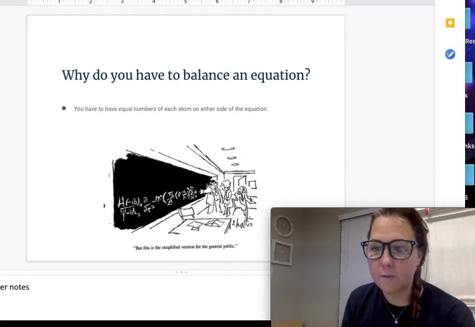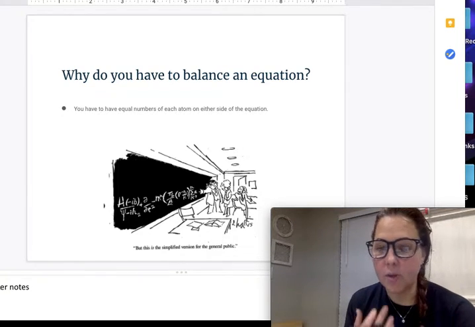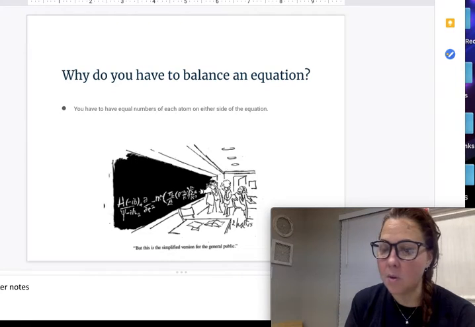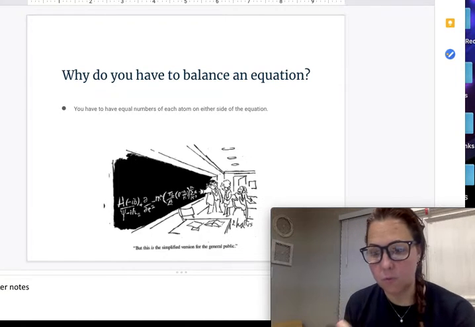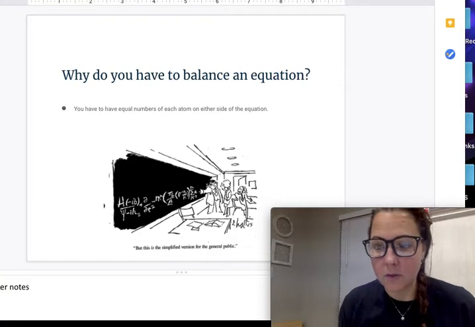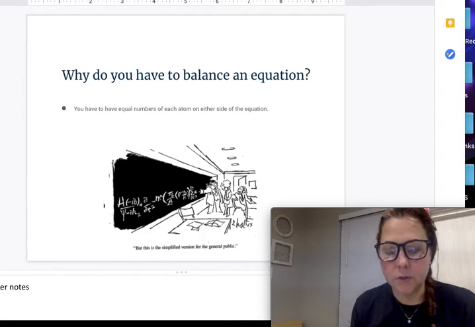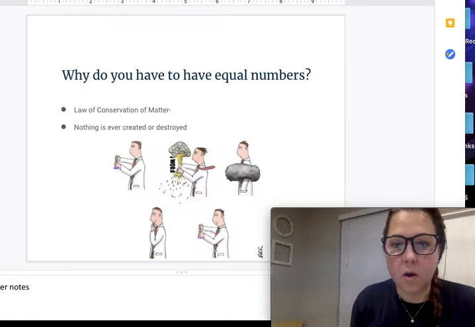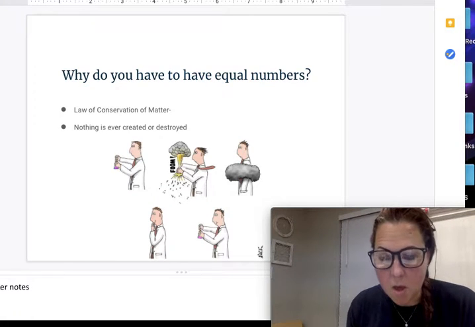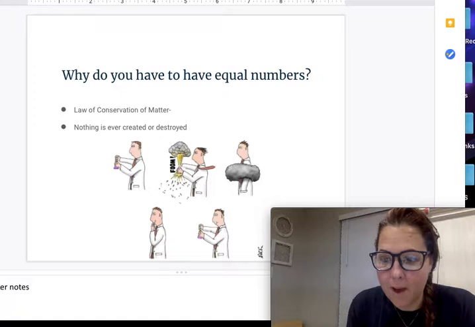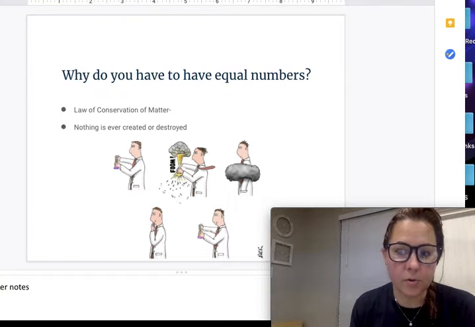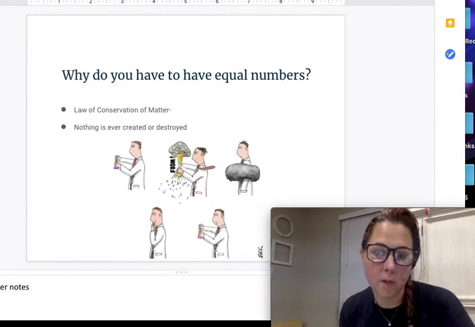The reason why we have to balance out these reactions is because we have to have the same number of each element on both sides of the reaction. And that is actually because of a law. It's going to sound very similar to a law that we've had earlier in the year. That law is called the law of conservation of matter. Before we had the law of conservation of mass, which says that mass cannot be created or destroyed. It merely transfers from one form to another.